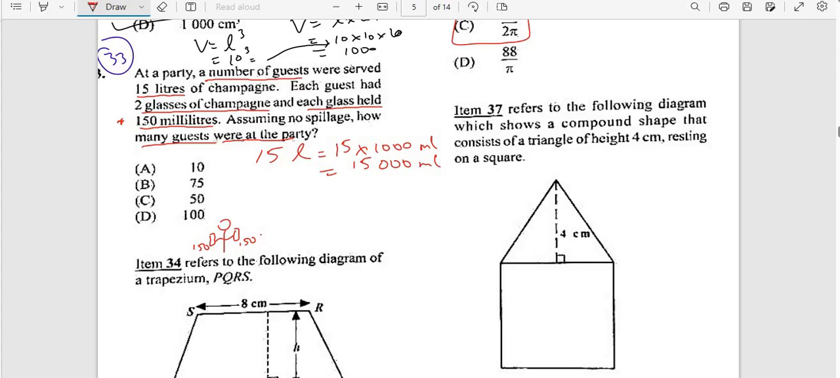So what we need to do here to find out the number of guests, right, is to look at the overall amount of champagne served, 15,000 milliliters, divided by the amount of champagne each guest received, which is 300 milliliters, right? And then we can cancel milliliters. Zeros cancel off. And 3 goes into itself once, into 15 5 times. And put back the 0 that we have remaining here. So it's 50. So it's 50 guests.